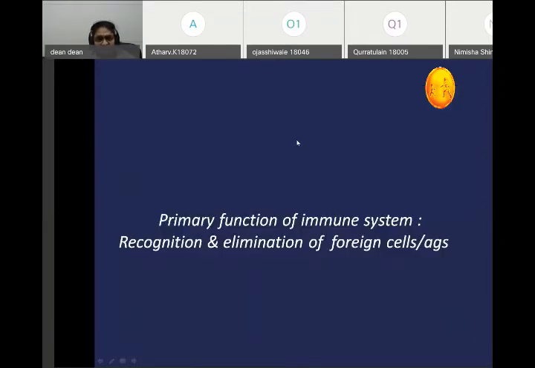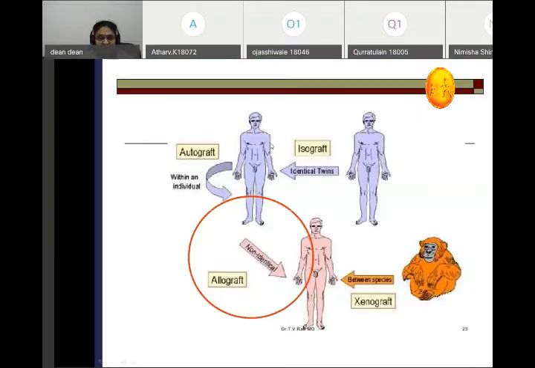So what is the primary function of the immune system? It is to recognize and eliminate foreign cells. So when we apply a graft, it is rejected. What are the different types of graft? When a tissue is applied from one side to another side of the same individual, it is called an autograft. So within an individual. When it is transplanted between identical twins, it is called an isograft.